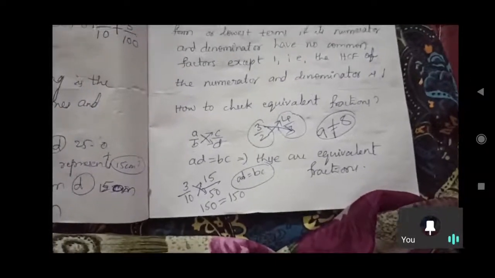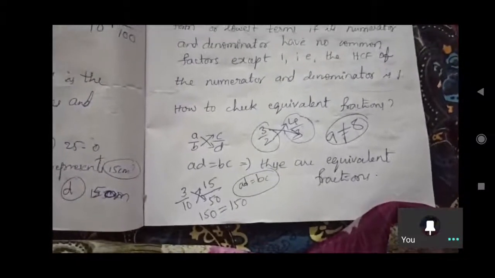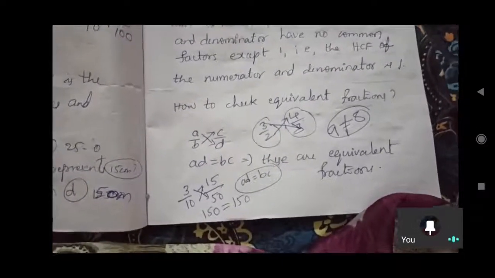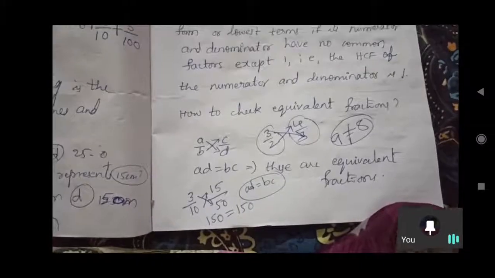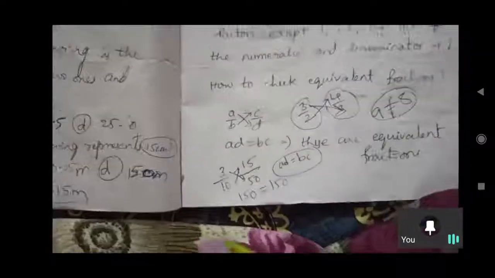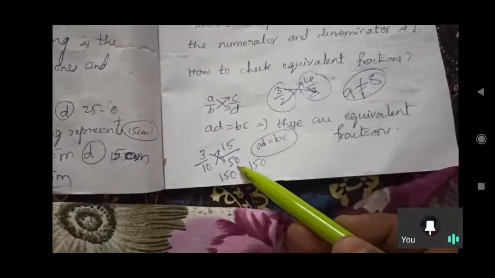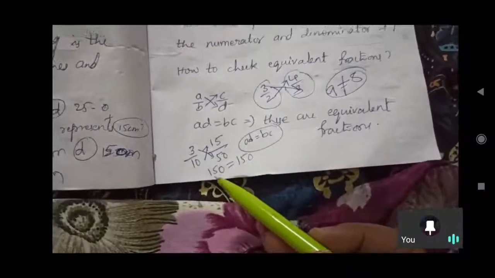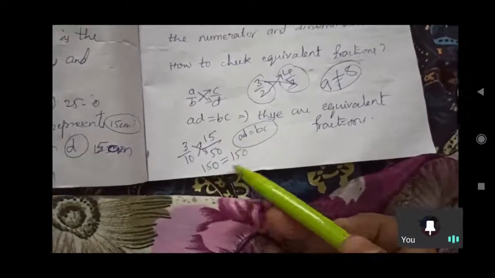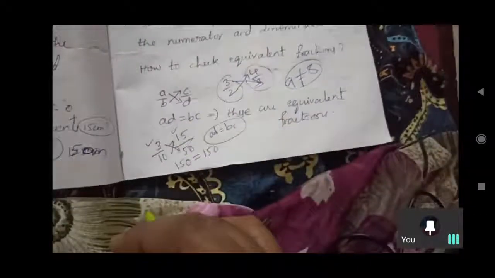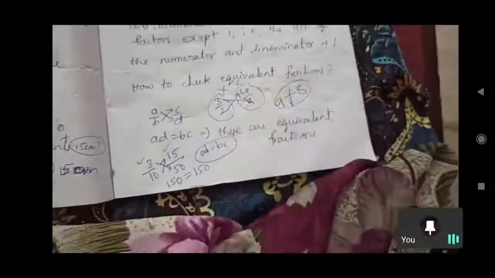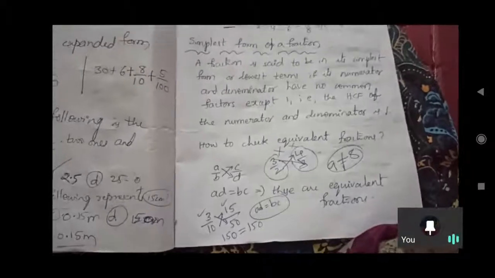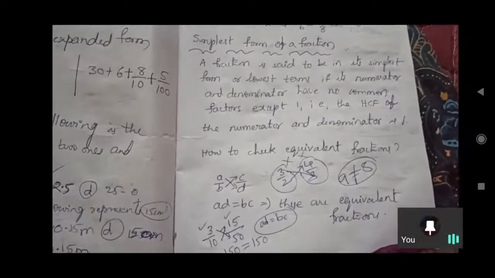How can we check? By cross multiplying. If AD equals BC, those are equivalent fractions. If AD is not equal to BC, those are not equivalent fractions. For example, 3/10 and 15/50. Cross multiplying, 3 into 50 is 150, and 15 into 10 is 150. Both are equal, so these two are equivalent fractions. Like that we can conclude. And by checking the HCF, we can conclude whether it is in the simplest form or not.